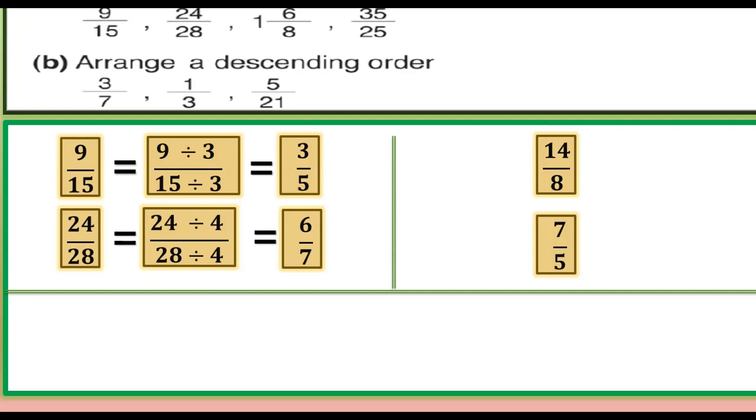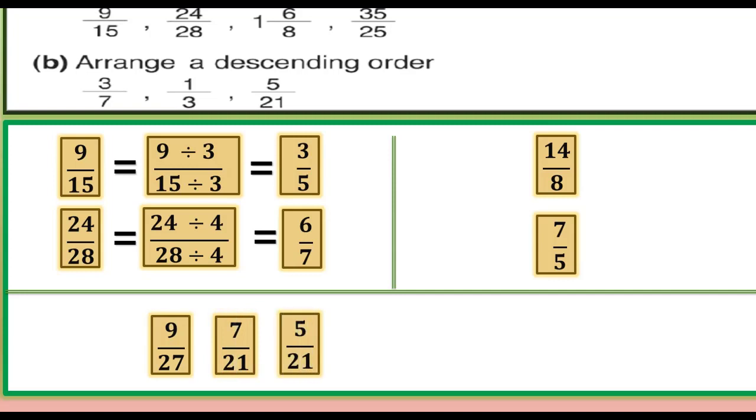What about the first fraction, 3 over 7? We want to convert 3 over 7 to a fraction with denominator 21. So multiply both the numerator and denominator by 3. 3 times 3 equals 9. 7 times 3 equals 21. So 9 over 21, 7 over 21, 5 over 21. In descending order, the order is 3 over 7, 1 over 3, and 5 over 21.